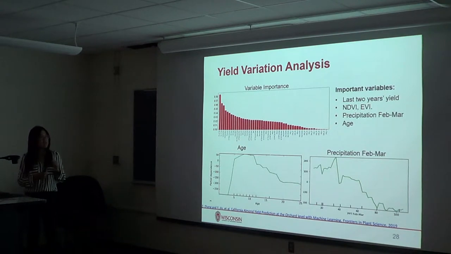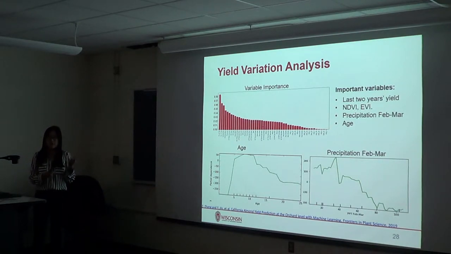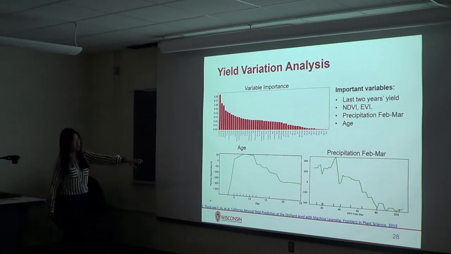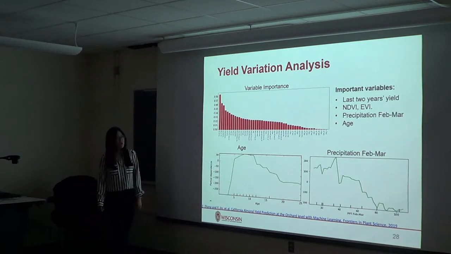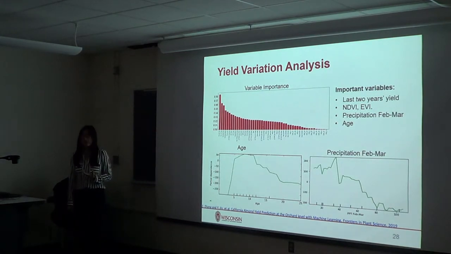One thing I want to mention is the precipitation during February and March, which is the blooming period. As you can see in the plot here, we found that it's negatively correlated to the yield, which I think is probably because too much rainfall can reduce bee activity and lower the pollination, and then lower the yield.